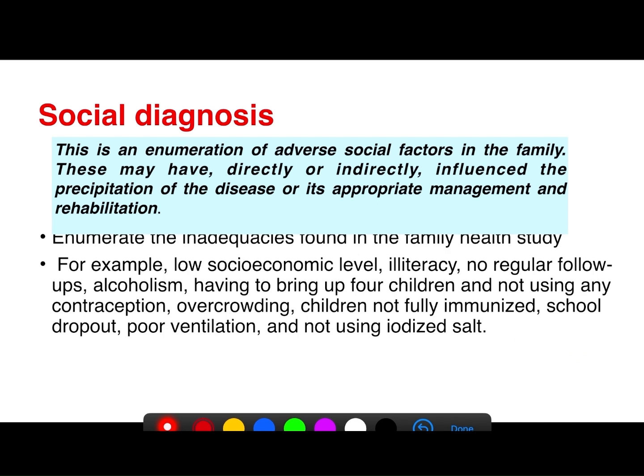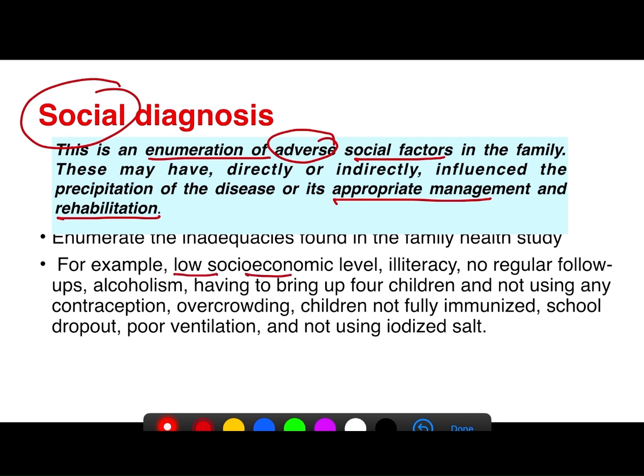Now coming to the second part of the clinico-social diagnosis, that is the social component. This is the enumeration of adverse social factors in the family. These may have a direct or indirect influence on the precipitation of the disease or its appropriate management and rehabilitation. So here we have to enumerate the inadequacies found in the family health study. That may include low socioeconomic status or illiteracy, or no regular follow-up, or any social problem in the family, unimmunized children, overcrowding, poor ventilation, school dropout.